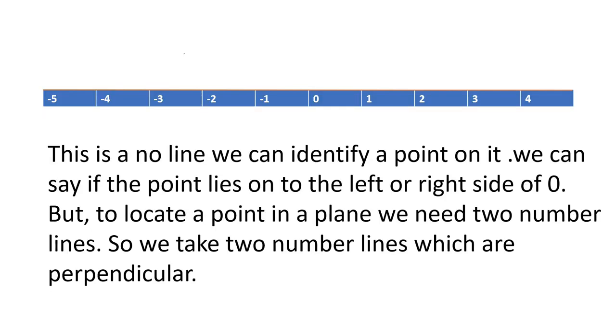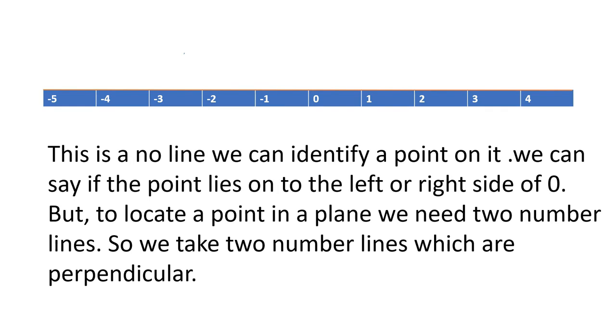Children, we have earlier studied about number line. So you can see a number line there. On the number line we have 0 in the middle. We have all positive numbers on the right side of 0 and the negative numbers on the left side of 0. On a number line we can identify any point, whether it is a whole number, integer, fraction or a rational number. And we can also say where the point lies.